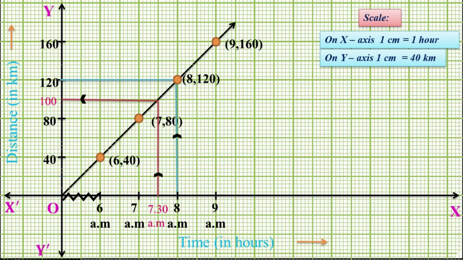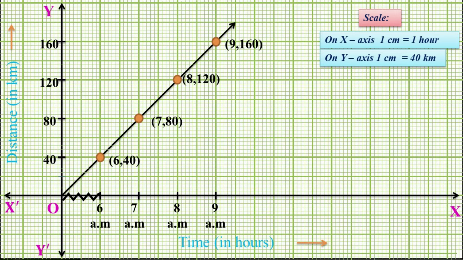See the graph. When the time is 7:30 am, the distance covered is 100 km. When the time is 8 am, the distance covered is 120 km. What is the difference? 120 km minus 100 km is equal to 20 km. So the car covered 20 km during the period 7:30 am to 8 am.